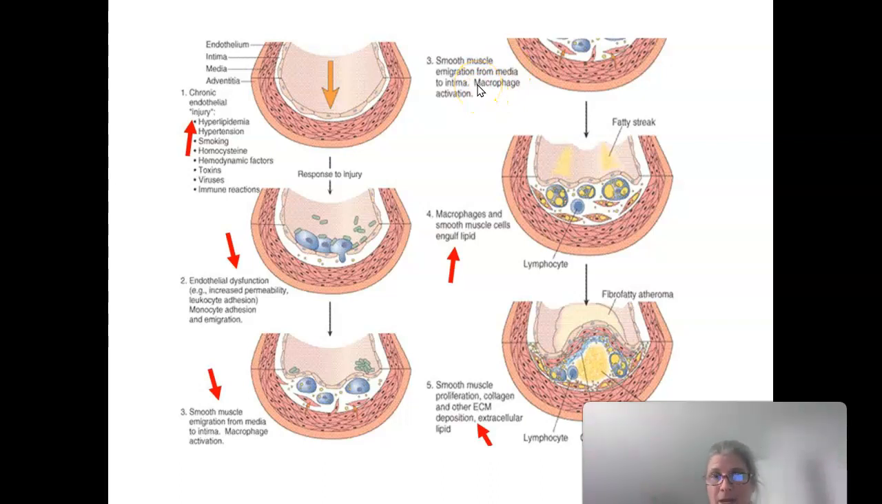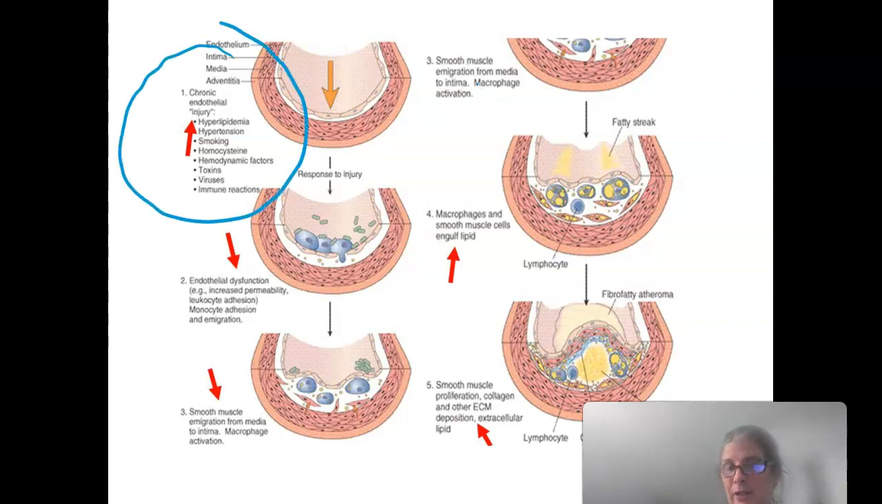The first is some sort of injury. Something injures that tunica intima, right, that inner lining. It could be having too many lipids in our blood, high blood pressure, the blood hitting it, smoking, the chemicals in the smoke, toxins, viruses. There are all kinds of factors. So step one is there's some kind of damage.